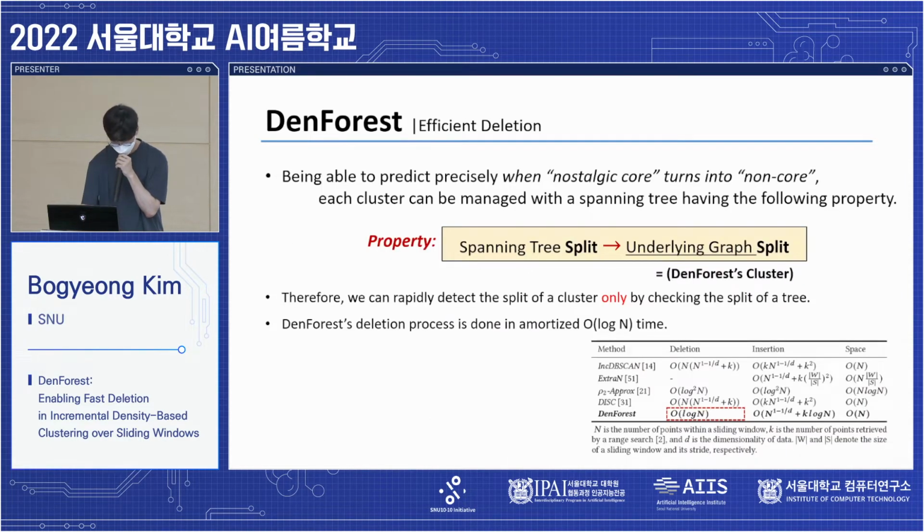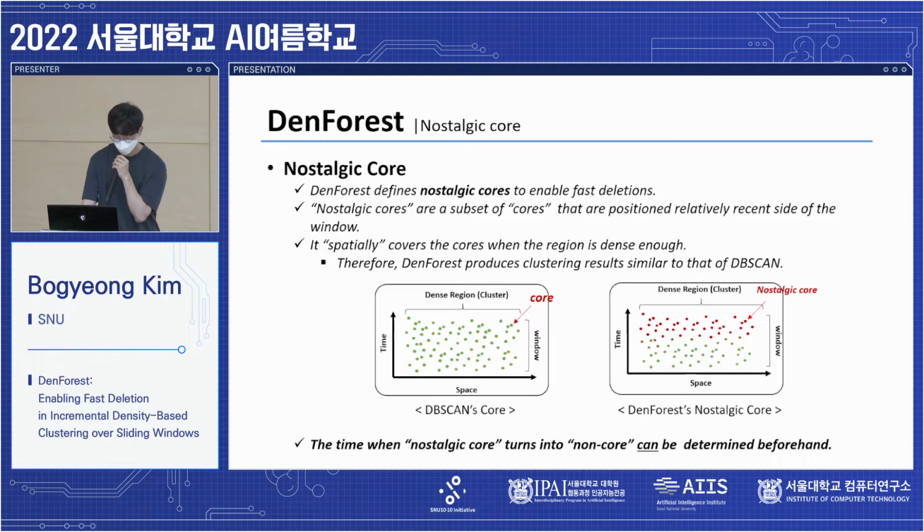Now, let me briefly talk about no-stage cores. DenForest defines no-stage cores to enable fast deletions. As you can see in the figures, no-stage cores are a subset of cores in DBSCAN, and they are positioned on the relatively recent side of the window. And they spatially cover the cores when the region is dense enough. Therefore, DenForest produces clustering results similar to those of DBSCAN. Also, the time when a no-stage core turns into non-core can be determined beforehand.